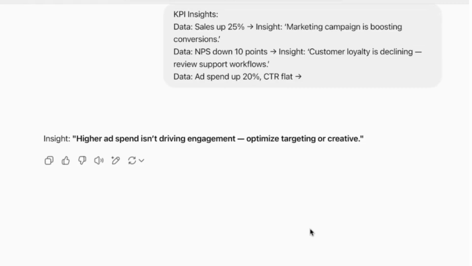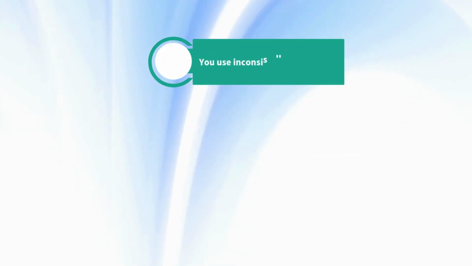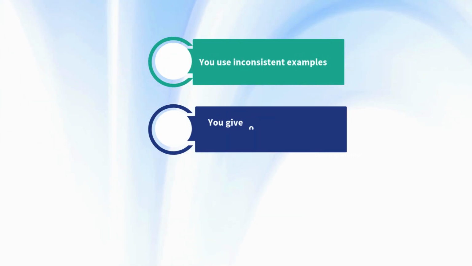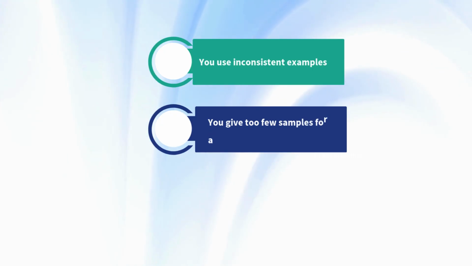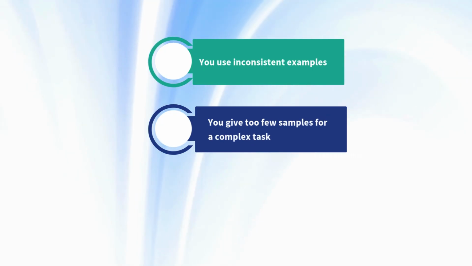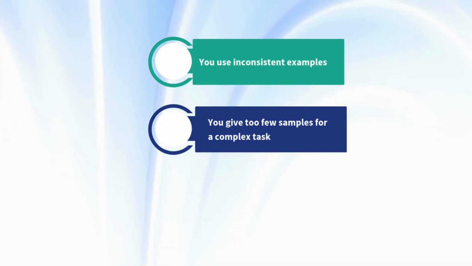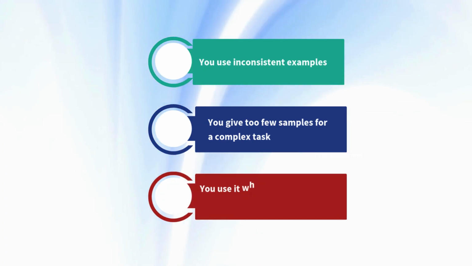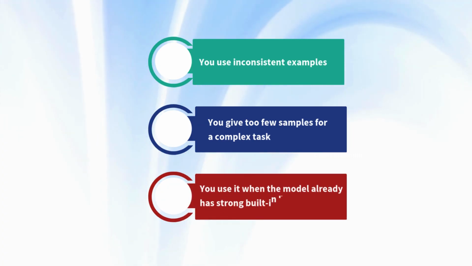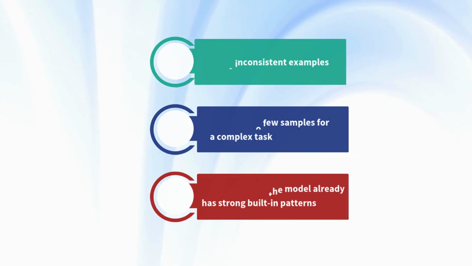This is the output. Where few shot can fail. But just like any tool, it's not perfect. Few shot fails when you use inconsistent examples, or if you give too few samples for a complex task. If the task is more complex, you have to use more examples. If there are very few, it will fail. It also fails if you use it when the model already has strong built-in patterns, like spelling or math.